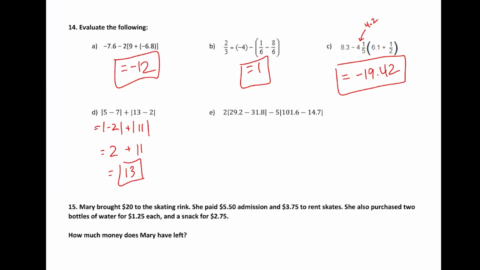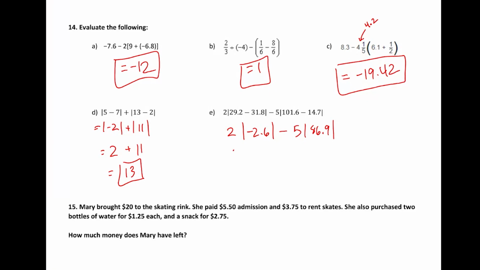So the only real trick here is you can't really just type the whole thing in your calculator unless your calculator happens to have absolute value bars. Most scientific calculators are not going to have those. So we'll just evaluate the stuff inside the absolute value bars first. So 29.2 minus 31.8 is negative 2.6. So I have 2 times the absolute value of negative 2.6. Minus 5 times the absolute value of, let's see here, 101.6 minus 14.7 is 86.9. And I know you can't see me doing the calculator, but I'm typing these in as I go.